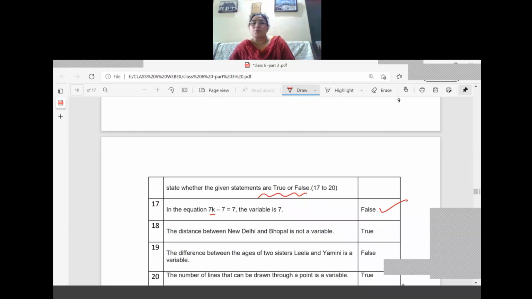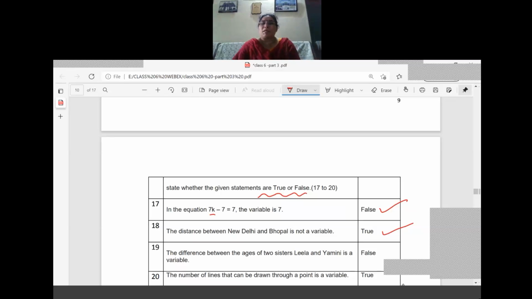So it cannot be variable, isn't it? It will be a number only. A number means it's a fixed number, or we can use it as a constant only. So the distance between New Delhi and Bhopal is not a variable. It's a number. So our statement is true. You can tell that the difference between New Delhi and Bhopal is more than 1000 kilometers, so the number is coming there. Number means it's not a variable.